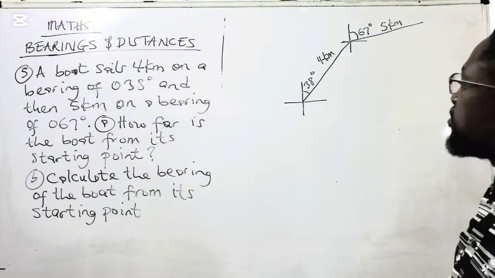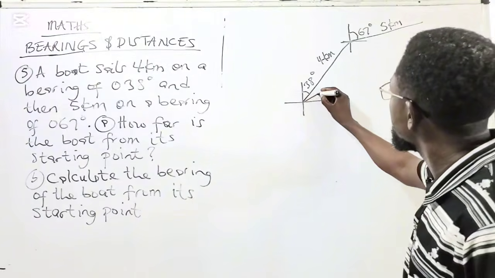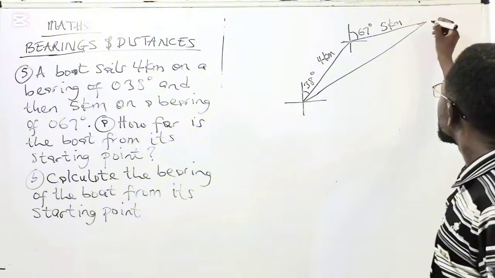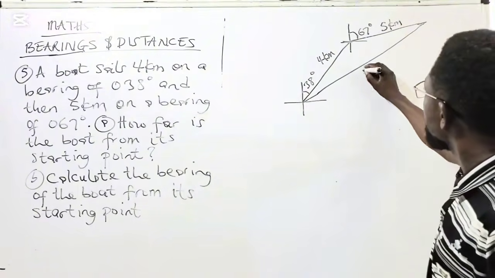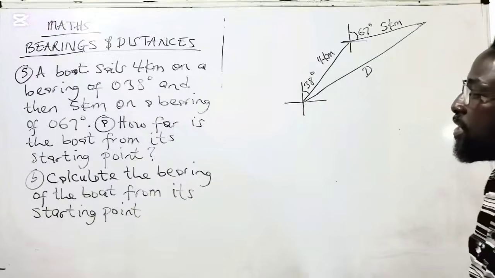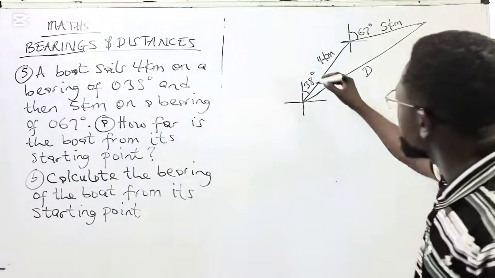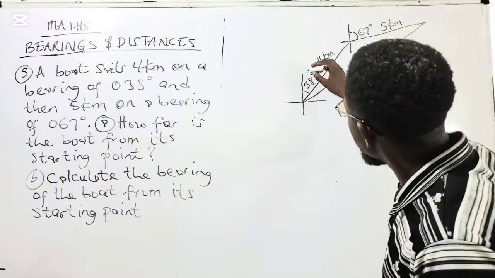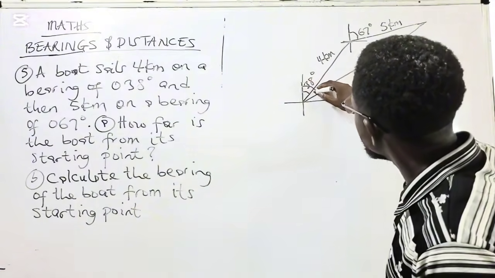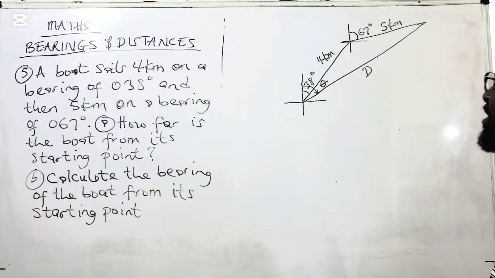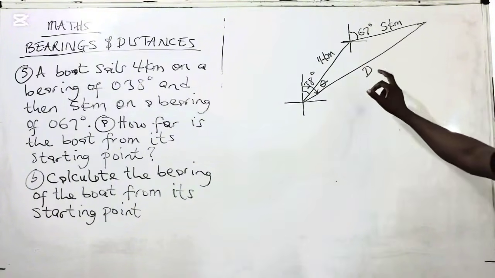How far is the boat from its starting point? That's the starting point. So that's what we're looking for, the distance. Then calculate the bearing of the boat from its starting point. The bearing of the boat from the starting point is going to be from up here down to this point. So I'm going to calculate theta. The bearing is going to be theta plus 38. So the first thing is for us to get the value of d.